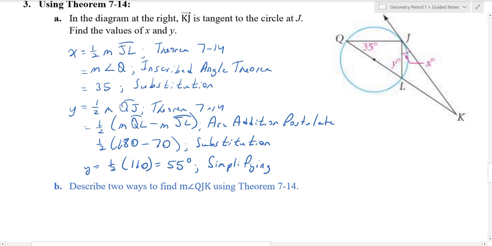All right, so we have two ways to do this particular problem. One way is to say that the measurement of angle QJK equals the measurement of angle LJK plus the measurement of angle QJL. And this is by using the angle addition postulate.